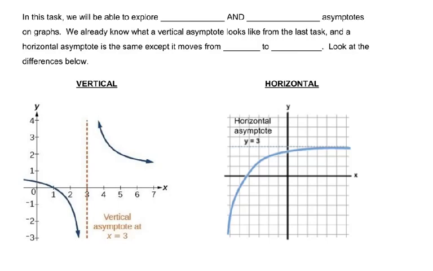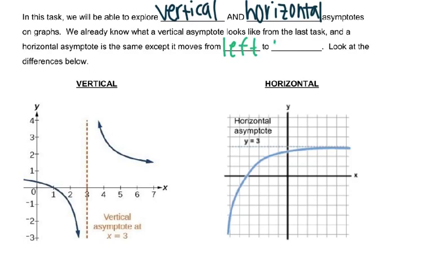In this task, we will be able to explore vertical and horizontal asymptotes. On graphs, we already know what a vertical asymptote looks like from last task, and a horizontal asymptote is the same except it moves from left to right. Look at the differences below.